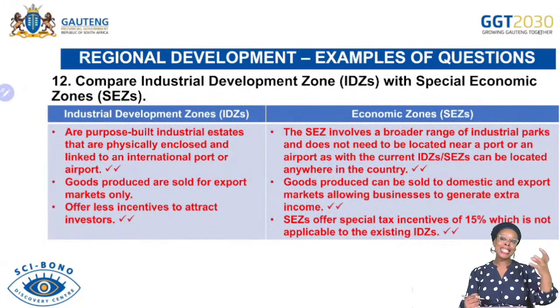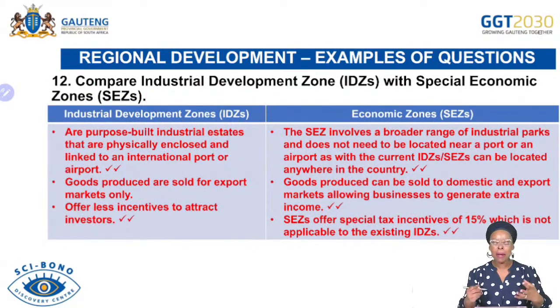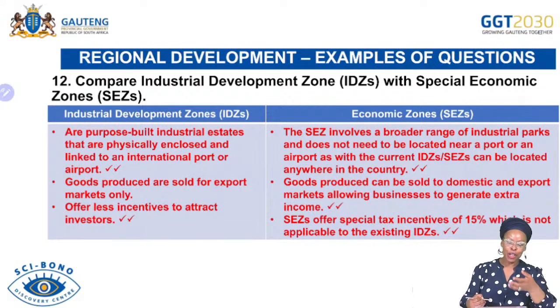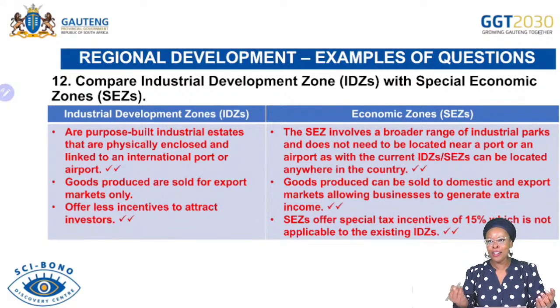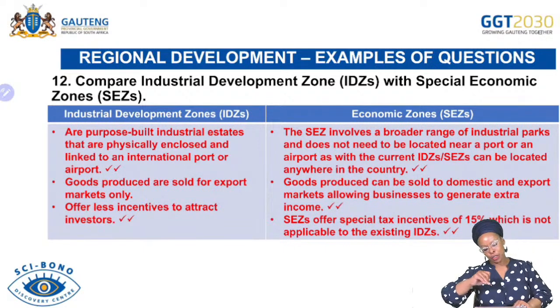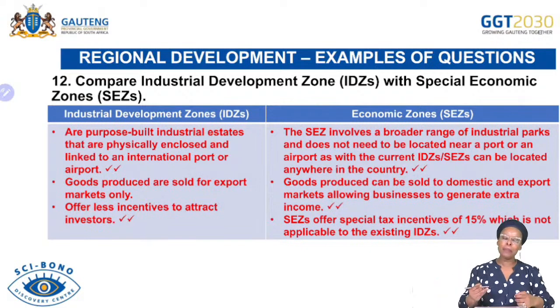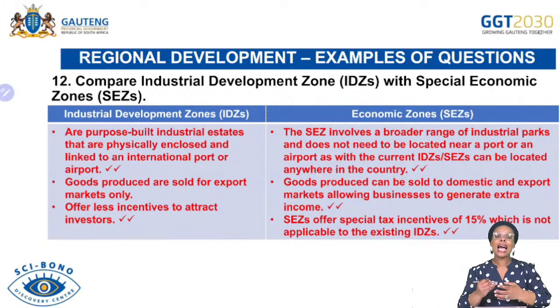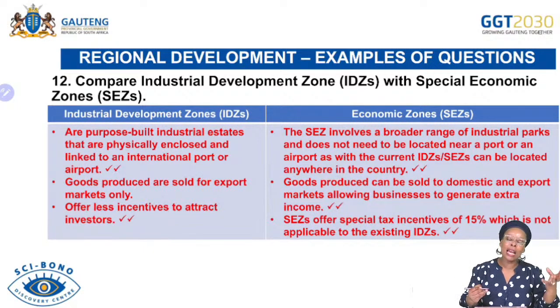Comparison between an IDZ and SEZ is another paragraph question of 8 marks of a middle order. So what you explain on your left, you should explain on your right. If you say that IDZs are purpose-built industrial estates which are physically enclosed, which are linked to an airport or a port, you need to mention something on this side. Either you'll mention that the SEZs are not linked to an international airport or port.